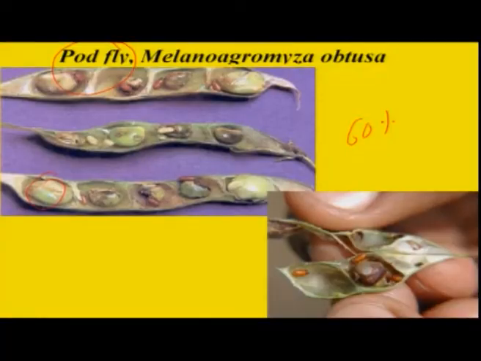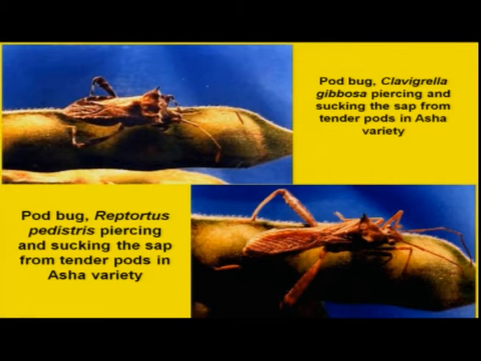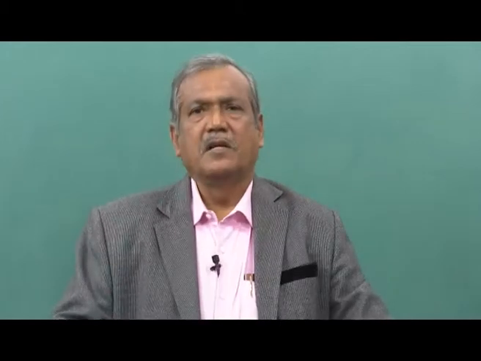Then we have some localized pests, particularly sucking pests, the different species of pod bugs. Here it is Clavigralla, here it is Riptortus. In isolated patches they cause an economic loss of about 15 to 20%. These are the economically important insect pests attacking red gram or pigeon pea across the country. Thank you.